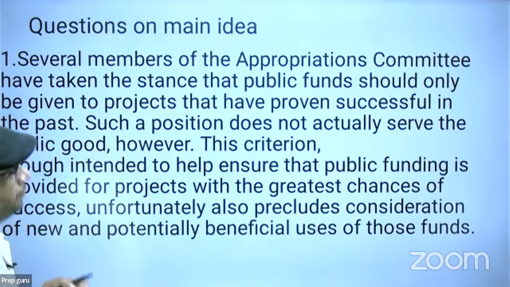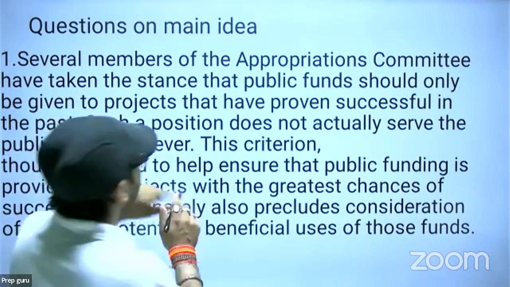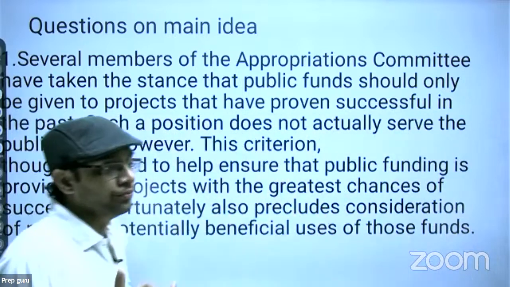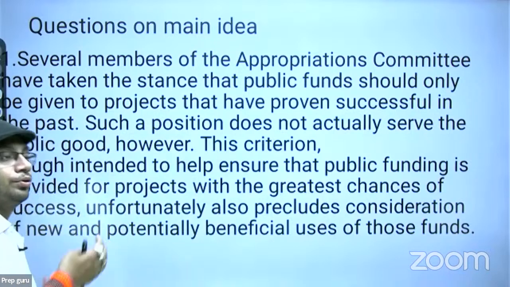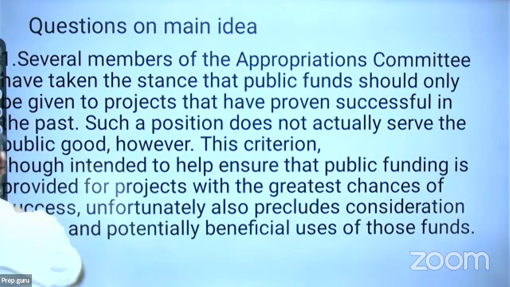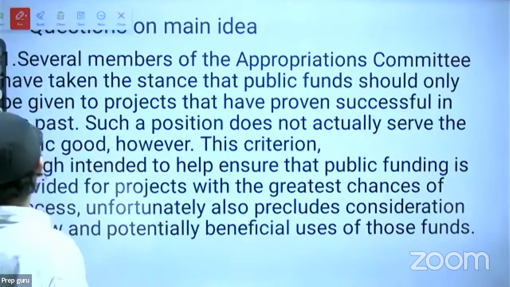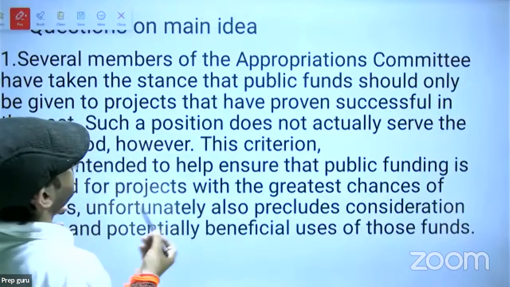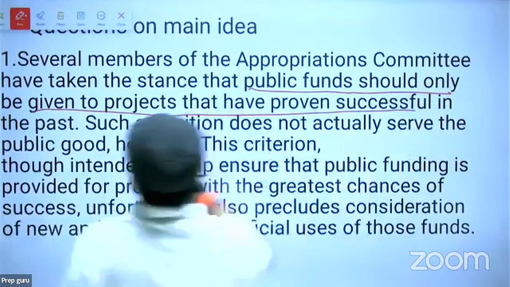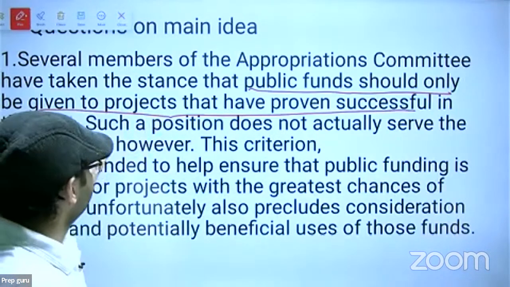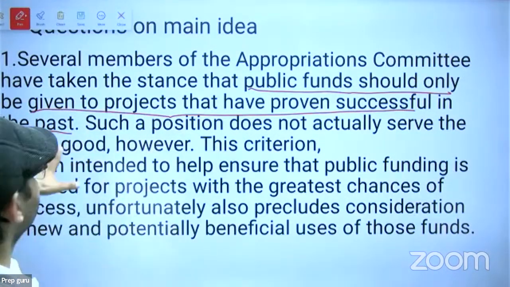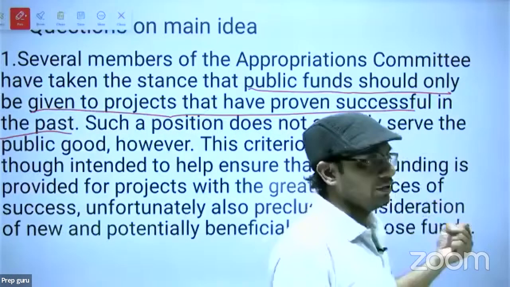See, I'm going to tell you what is given in the passage. Several members of the appropriations committee. Now look carefully, one thing is very important to see. When you are getting central idea or central theme based questions, just seek the author's view. Where is the author's view? If it is another entity's view, yes, you will read it, but you have to search for the author's view in your correct answer for central theme, right? See this: several members of the appropriations committee have taken the stance that public funds should only be given to projects that have proven successful in the past. This is the view, meaning public funds should be given only to those who have proven successful in the past. Now, this is the view of which entity, author or any other entity?